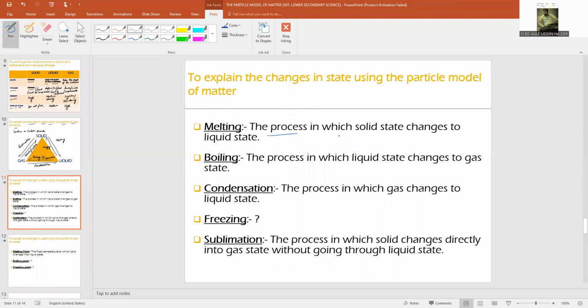Melting, the process in which solid state changes to liquid state. Boiling, the process in which liquid state changes to gas state. Condensation, the process in which gas changes to liquid state. I want you to define freezing by yourself. Sublimation, I've already explained, the process in which solid changes directly into gas state without going through liquid state.